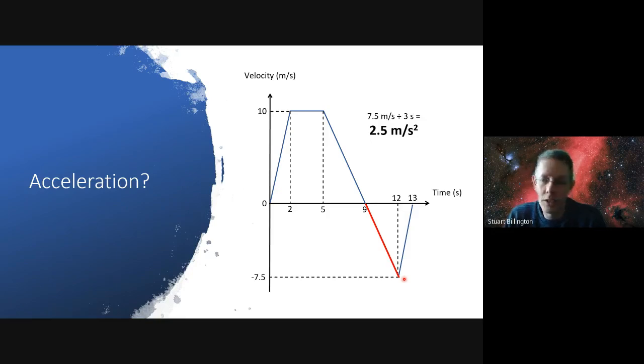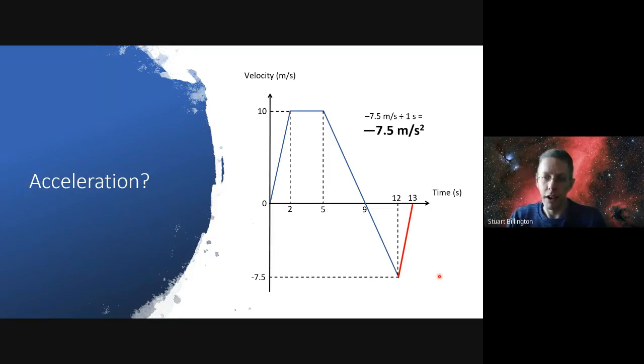Okay, last one. In this particular case, it was traveling at minus 7.5 and then it was traveling at 0. So in this particular case, it is decelerating. Okay. That's some acceleration practice.